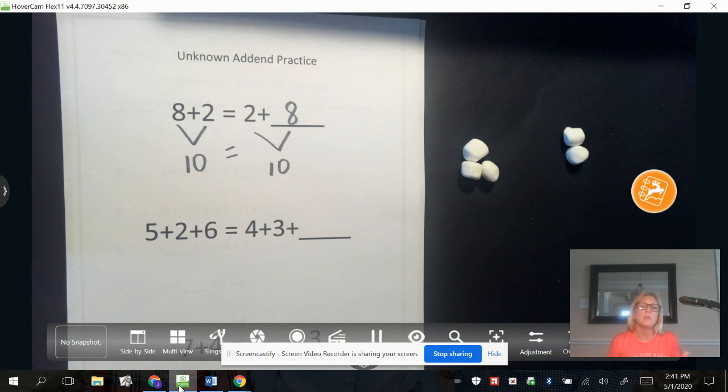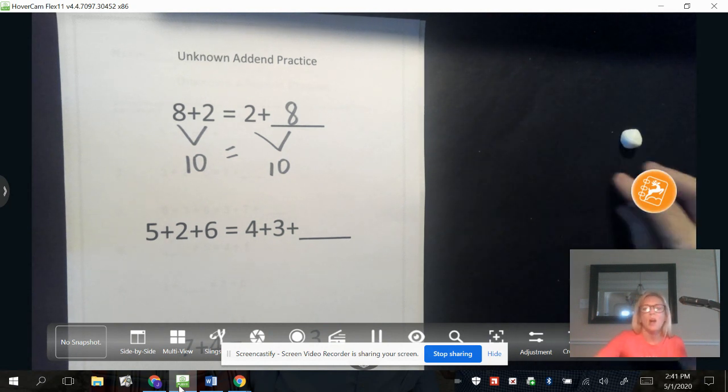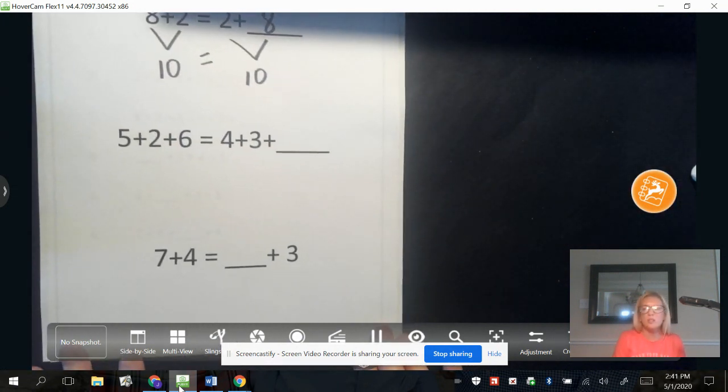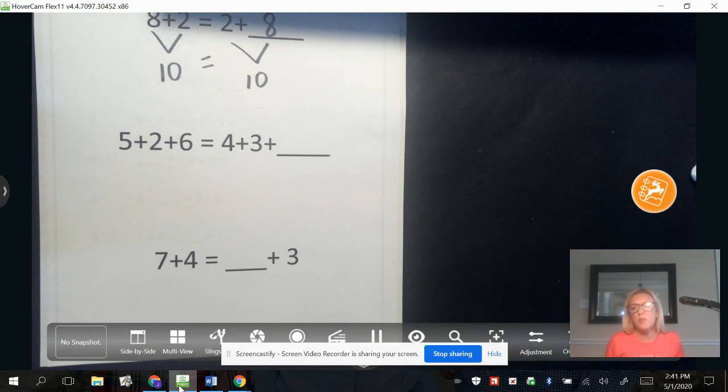If 8 plus 2 equals 10, then we know that 2 plus 8 also equals 10. Okay? All right, so moving on to the next equation, which is a little bit trickier, but not if you have gathered some objects for counting. Okay, so let's see what we have here.